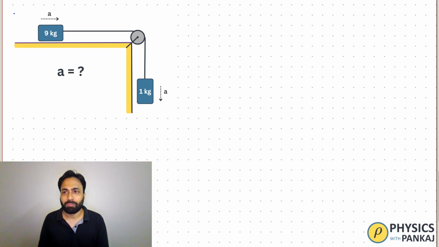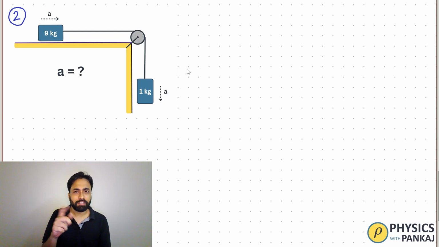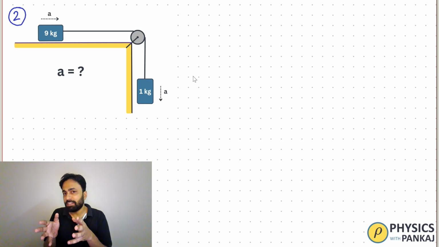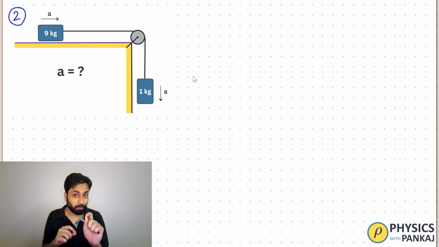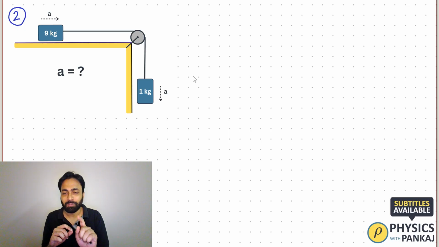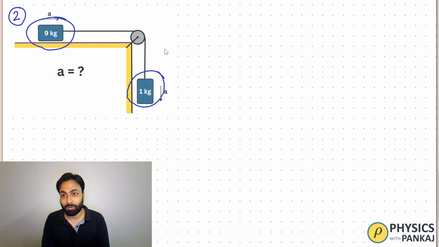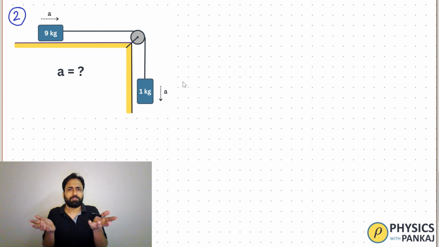Let's look at the second problem now. The figure shows these two blocks, 9 kg and 1 kg, connected by a single string that goes over a pulley. Upon seeing this problem for the first time, many of my students think, and I'm sure that many of you must be thinking this too, that it's just a 1 kg block trying to pull a 9 kg block. So the 9 kg block would just not move.